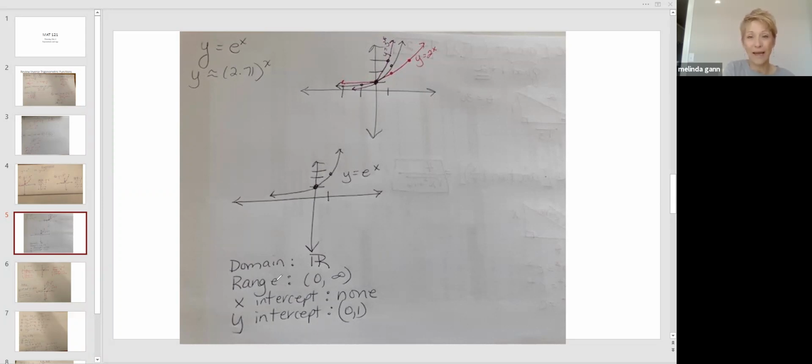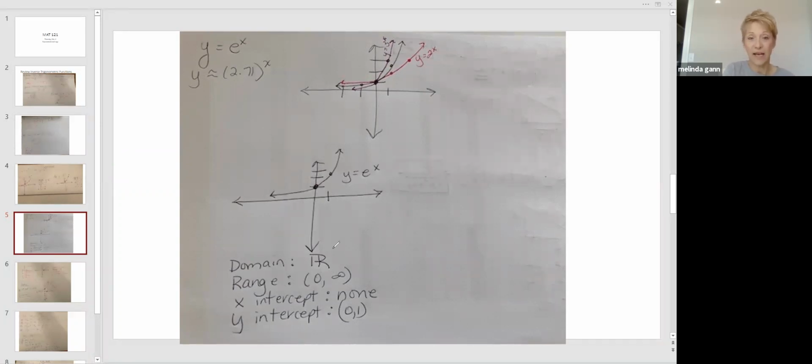But remember, notice my range or my y values. I don't have any points down here below the x-axis. I don't get any negative y's. So that's why my range are positive numbers. Now remember that parenthesis means don't include 0. There's no point that's going to touch this x-axis.